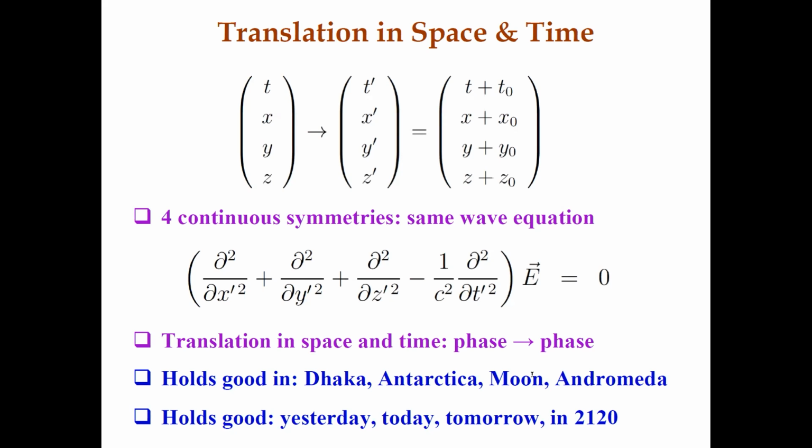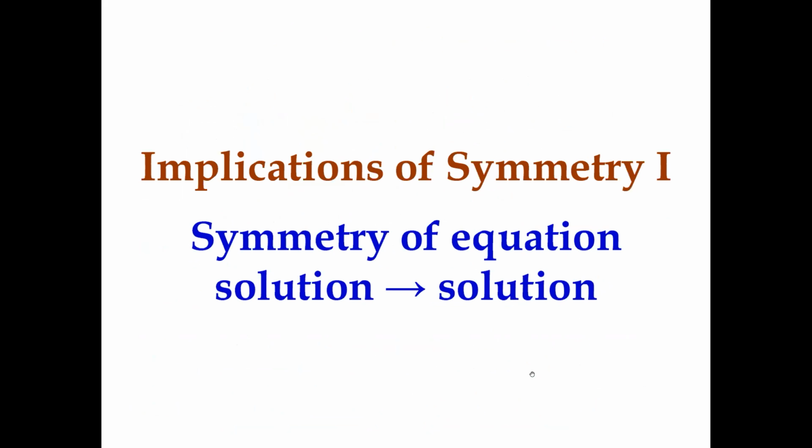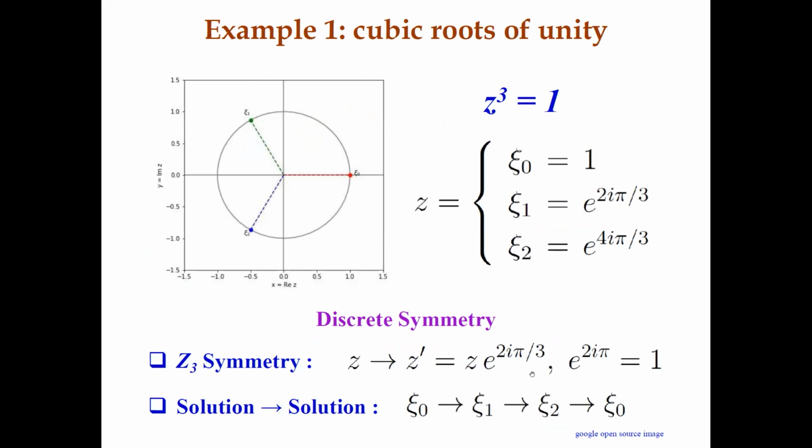I already told you, right? This is one example. This z cube equal to 1 has 3 solutions, right? Okay, thank you. And even with two solutions, z squared is 1, has a symmetry. It's called z2. In this case, it's called z3. Yeah, that's my answer.